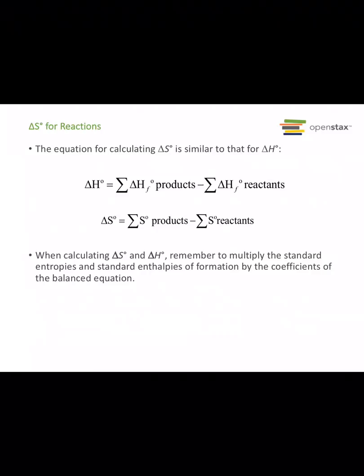So you're going to use the same thing. It's the sum of your products minus the sum of your reactants. And remember to include your coefficients when you are solving for delta S of the system or delta H. You're including the coefficients of the products and reactants.